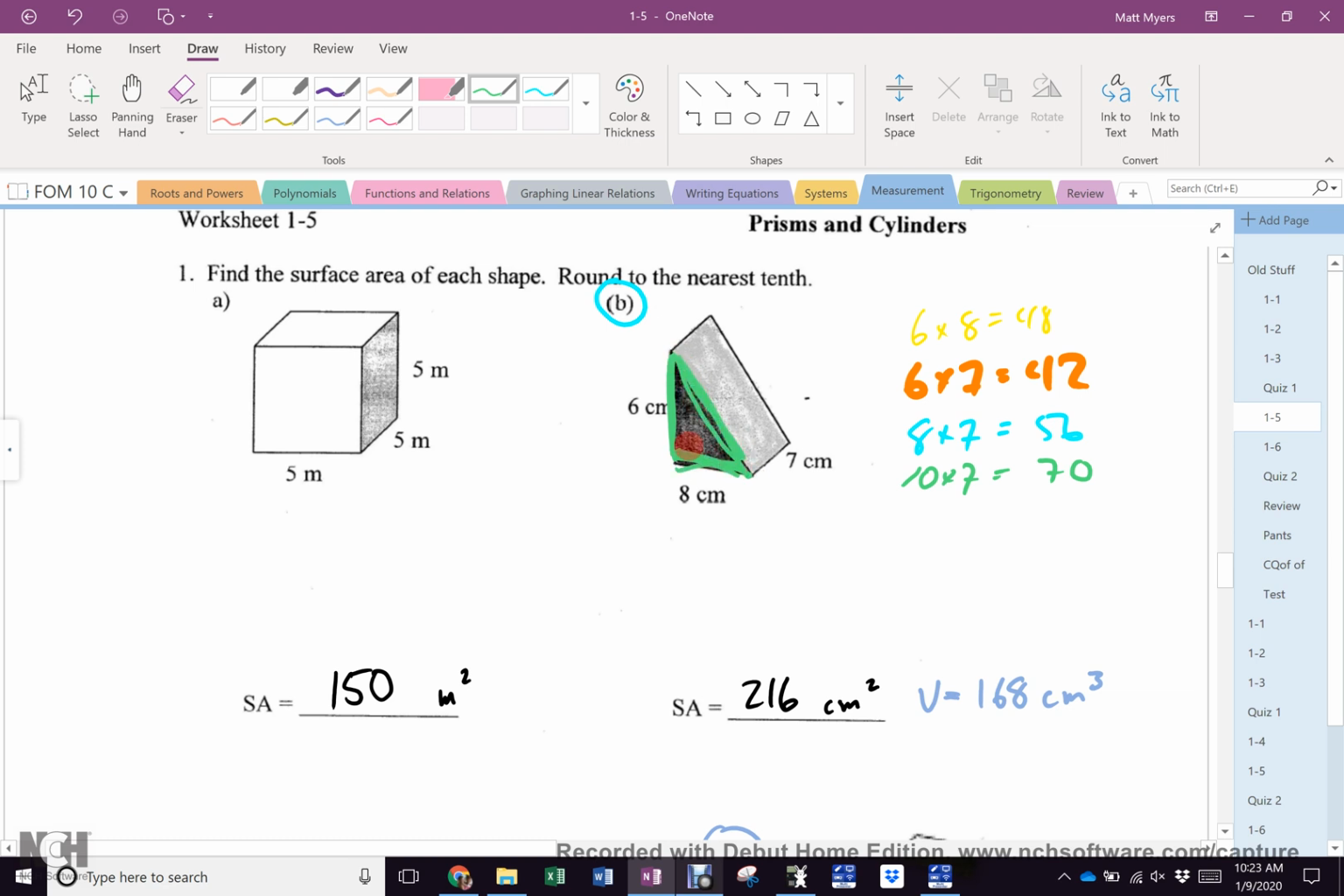Volume. Isn't that the base? What's its area? It's a triangle, right? So it's 6 times 8 divided by 2, which is 24, yes? What's the height? Times 7.